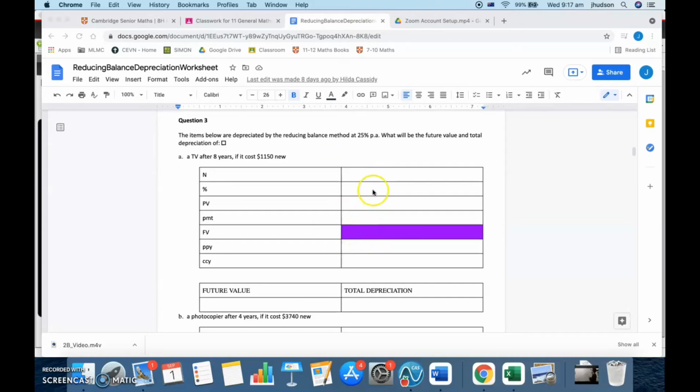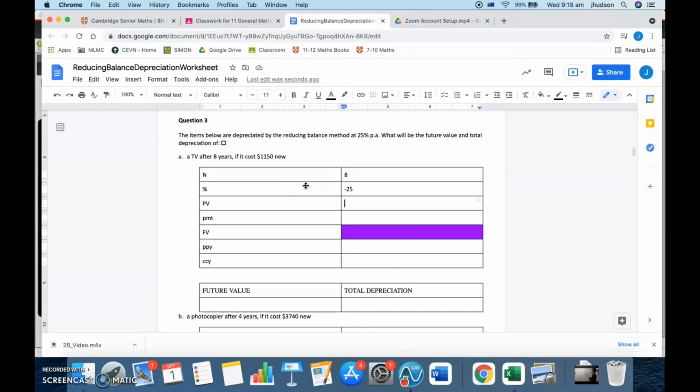I'm going to enter everything into this table and then we'll put it into the calculator to see how it works. N is the number of years. We were told that after 8 years, the percentage, this is the interest rate. We're decreasing by 25%, so our interest rate would be minus 25%, because you need to write it as a full percentage. PV is our present value. Our present value was 1,150, but remember we paid that money.